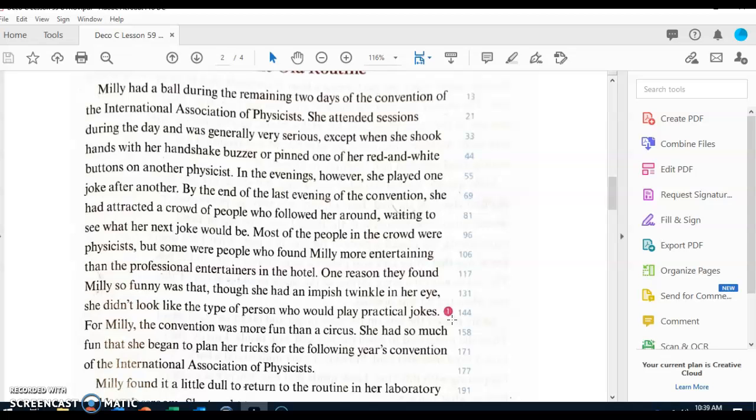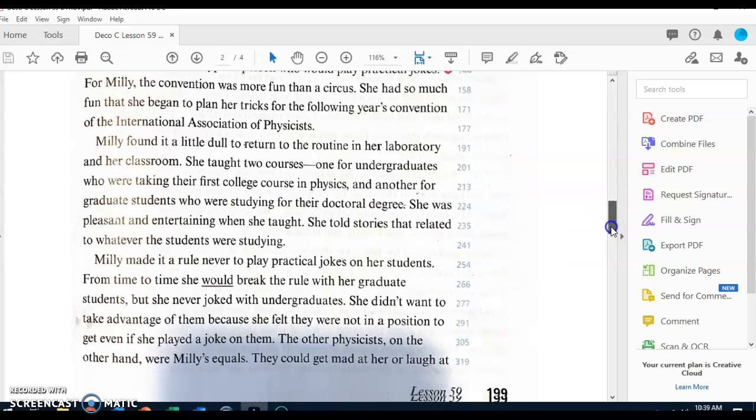People find it funny because Millie didn't look like the type of person who would play practical jokes. Let's go ahead and continue.